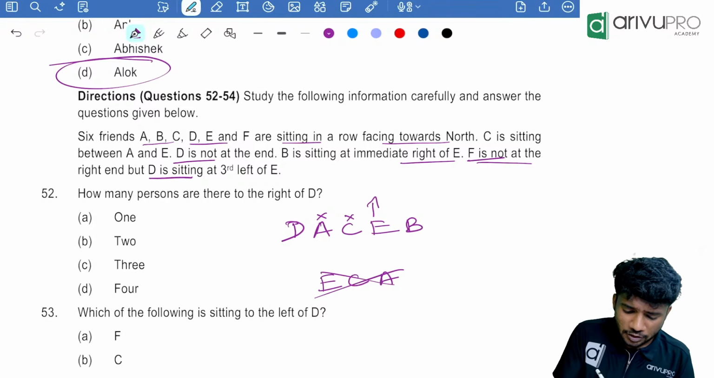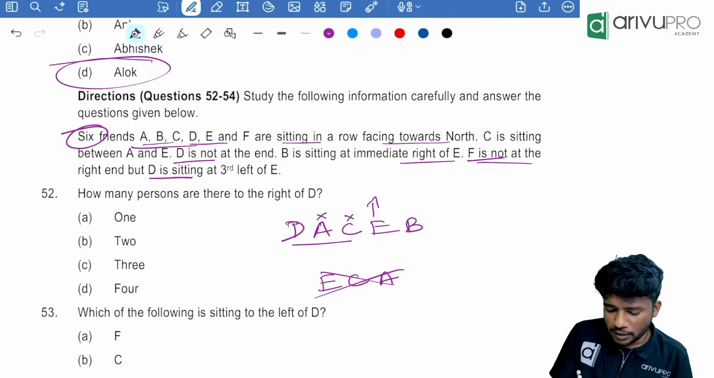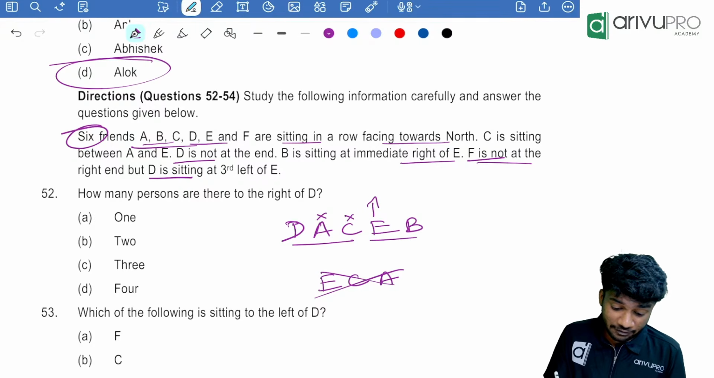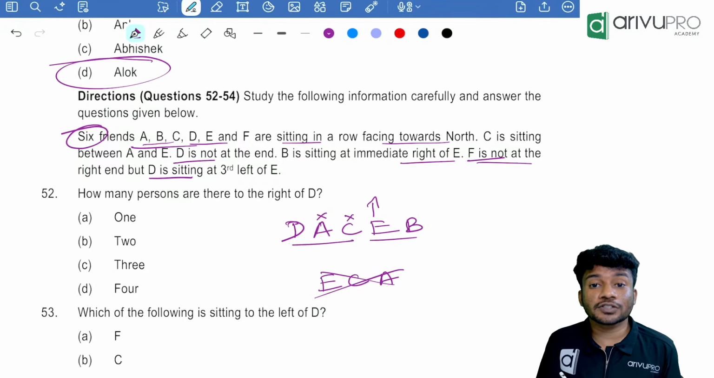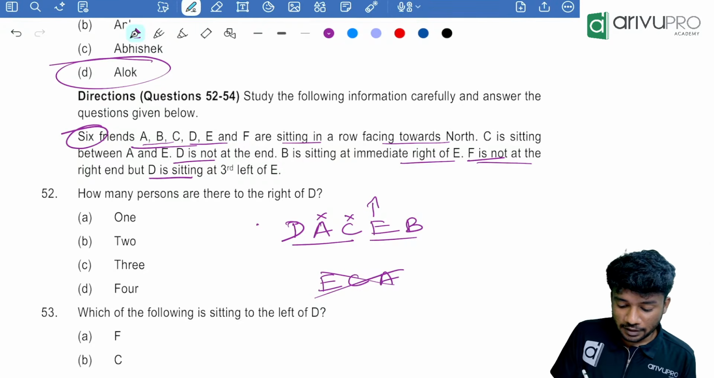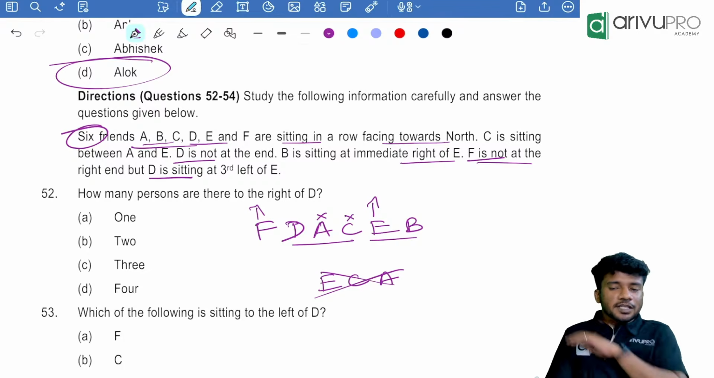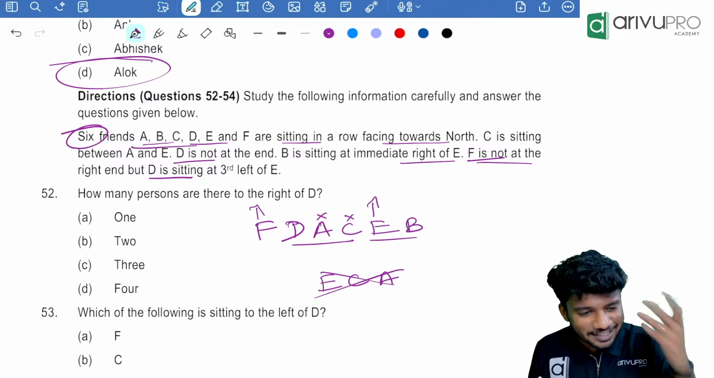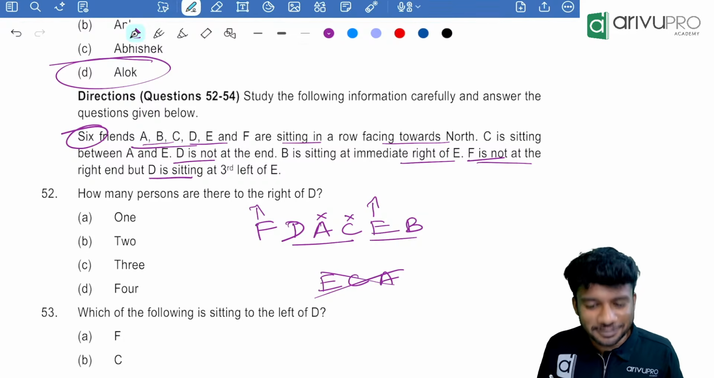How many people are there in total? 6 people are there in total. Now already 5 people are sitting. F is not sitting at the right end, and D is also not sitting at the end of the bench. So F will be sitting at the left end. Done. Direct question. Your answer is done. You are getting the 3 marks out of it.